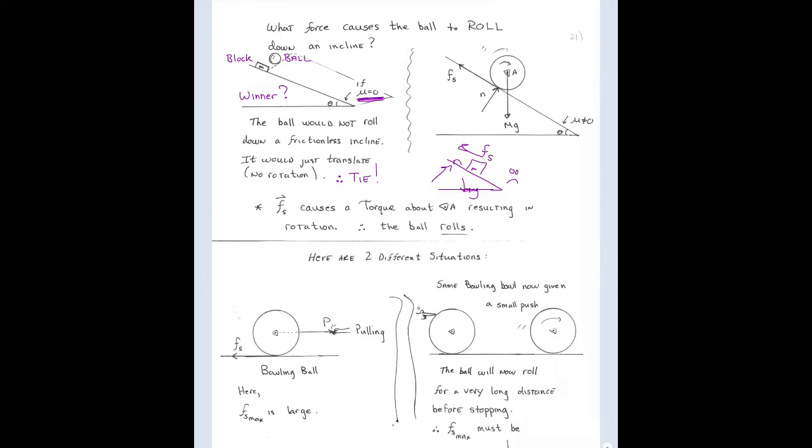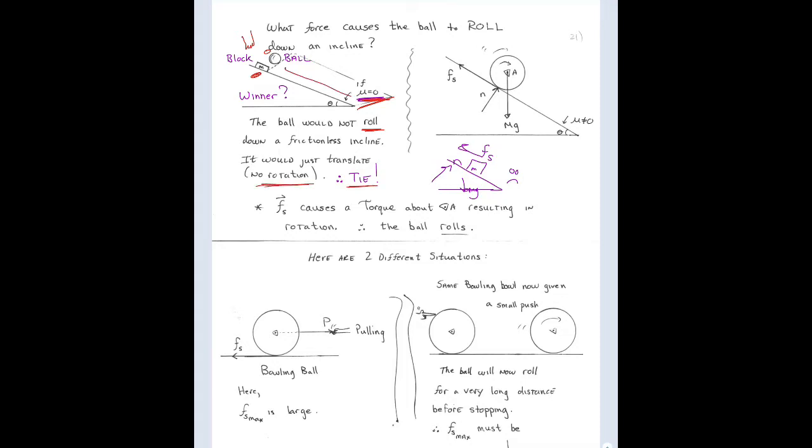Okay, so we discussed rolling, but now we want to look at exactly some of the forces and torques involved in rolling. Here I have a block and a ball at the top of an incline, and I'm going to release them both from rest. This is frictionless, and I want to know which object reaches the finish line down here first. Well, first of all, if it's frictionless, the ball's not going to roll. So the ball and the block are just going to slide down together. It's going to be a tie, right?